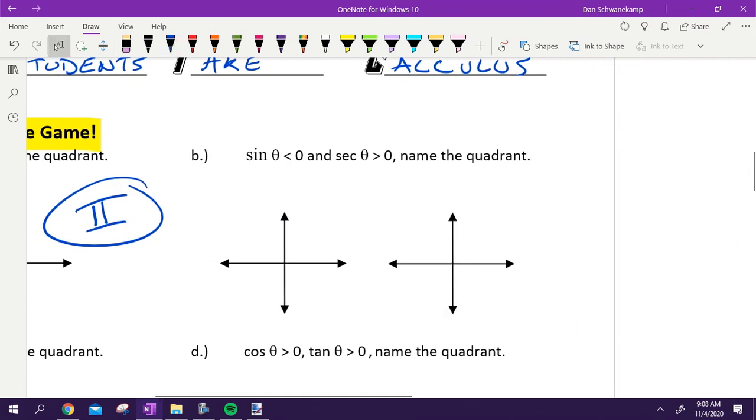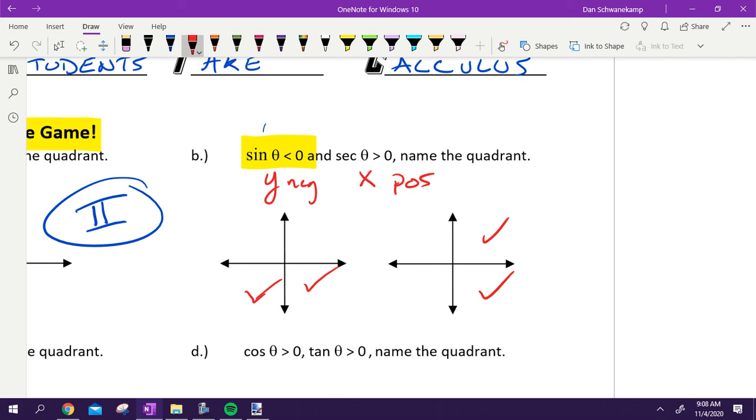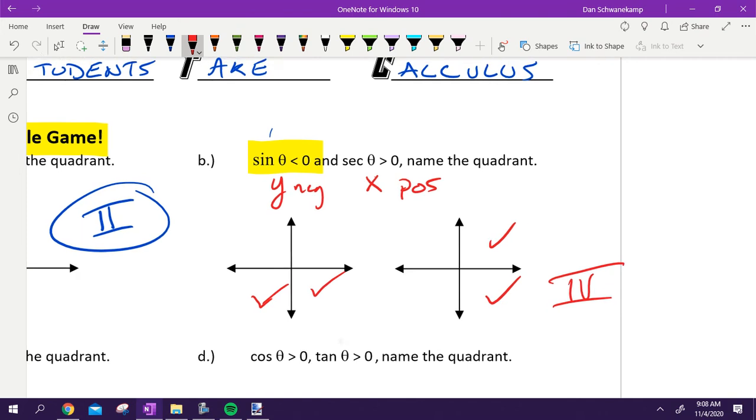Here we go, next one. Sine is less than 0. So sine is less than 0, then point. Which direction are you going if your sine is less than 0? Down, because that means y is negative. Boom. Point. Which direction are you going if secant is greater than 0? To the right, because secant goes with x is positive. If my x is positive, I'm in those 2 quadrants. Which one are both of them true in? 4. Good there on B.